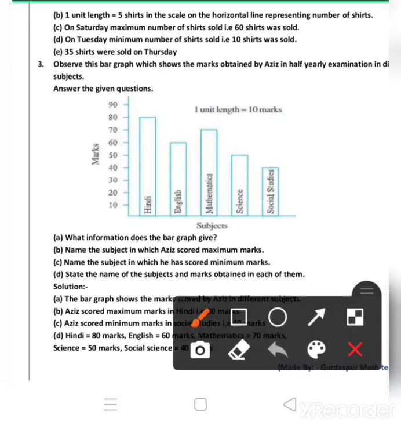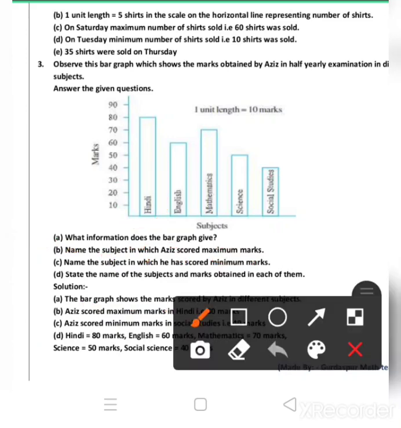First one is A, what information does the bar graph give? So what is the information? The bar graph shows the marks scored by Aziz in different subjects. Second is B. Name the subject in which Aziz scored maximum marks. So clearly here is the subject Hindi where he gets 80 marks. So Aziz scored maximum marks in Hindi, that is 80 marks.